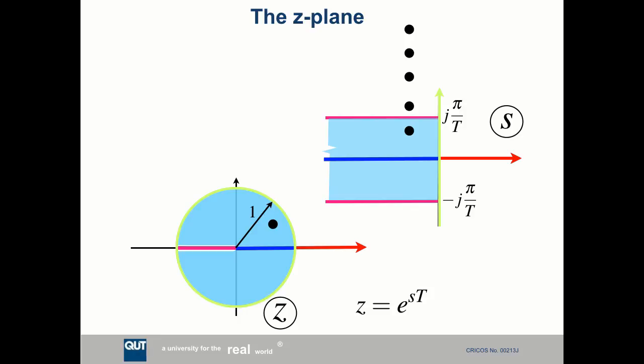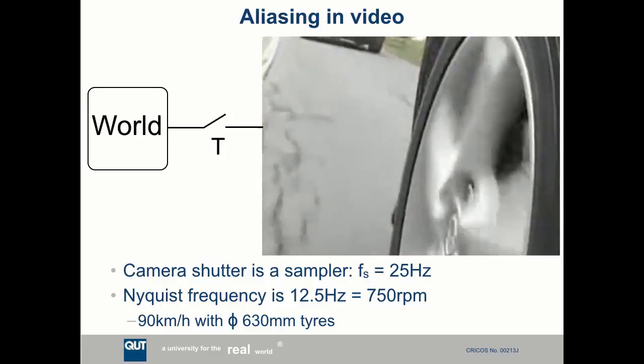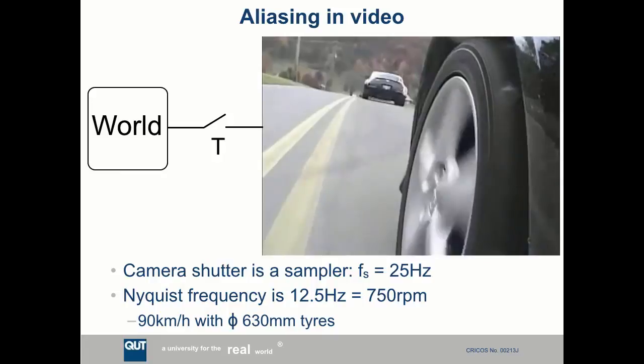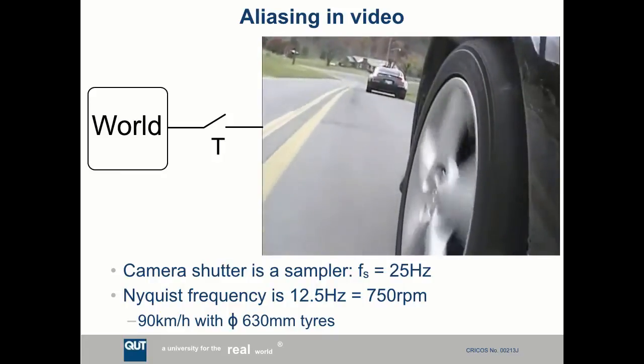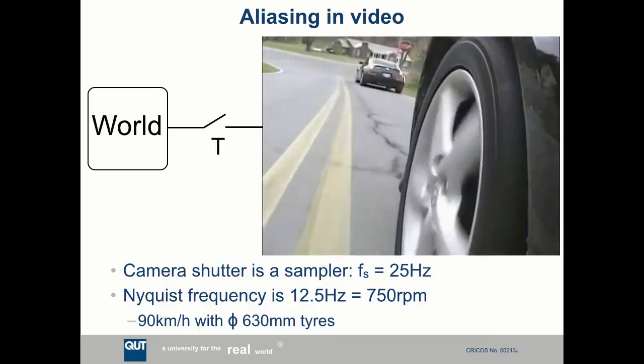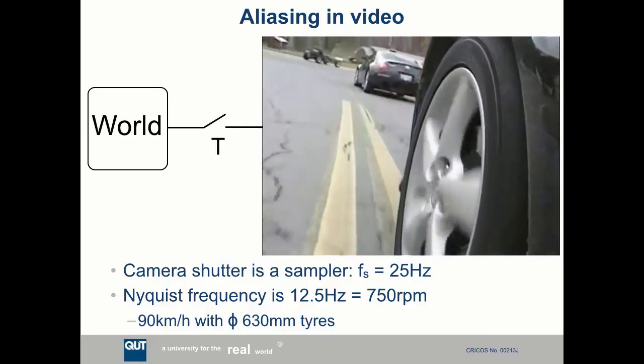It's aliasing. It's exactly aliasing. So here's a little example. We've got the world. The world's a continuous system. Everything's moving in a continuous way. But I'm sampling it. The sampler is the shutter in the camera, which is typically opening and closing at 25 hertz.